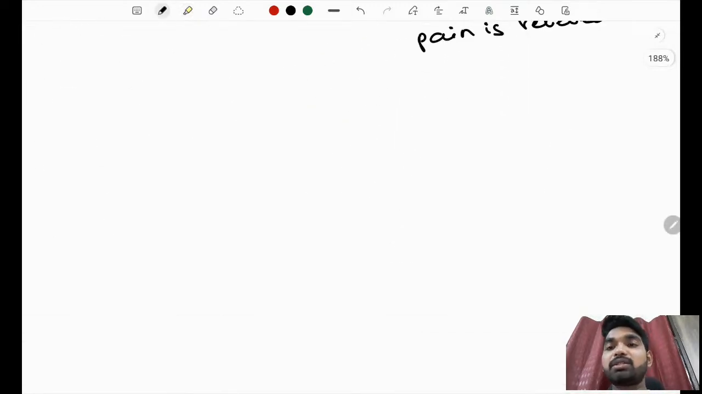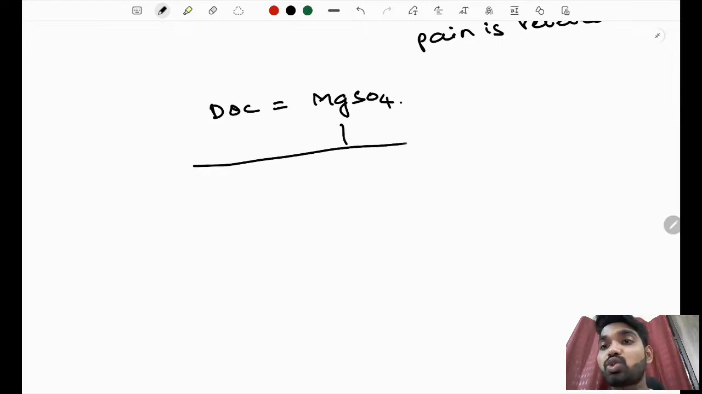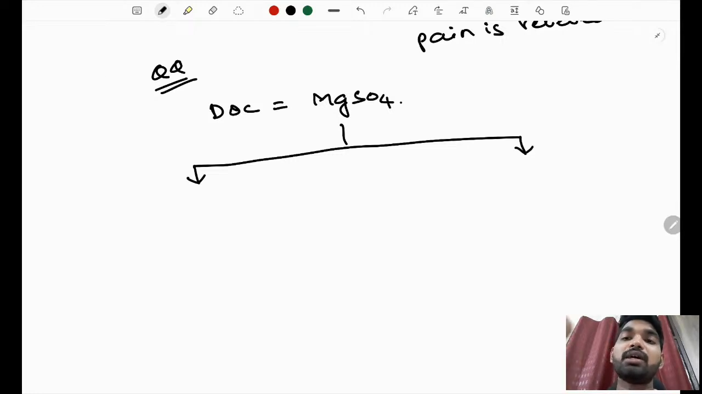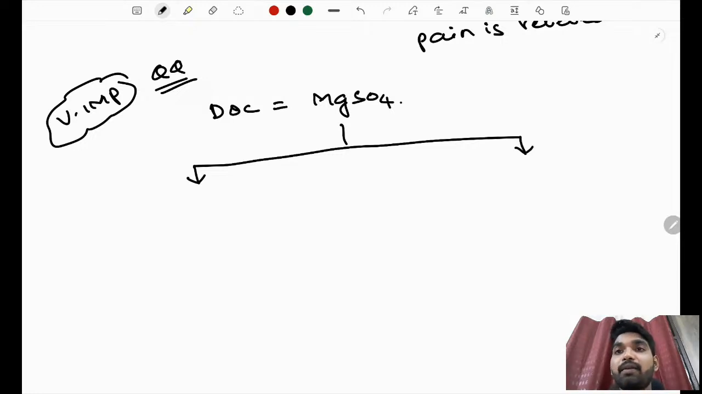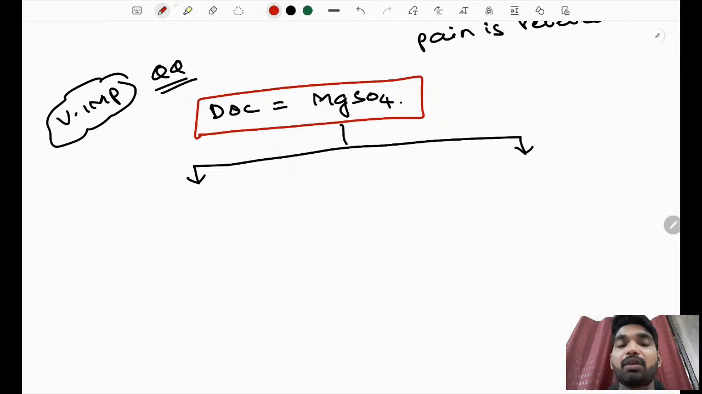Now tell me, what is the drug of choice for eclampsia? Yes, you people already told me that it is magnesium sulfate. Tell me, what is the loading dose of magnesium sulfate? Very, very important. I think this is a very repeatedly asked MCQ. I want all of you to prepare notes on this. What is the loading dose of magnesium sulfate?